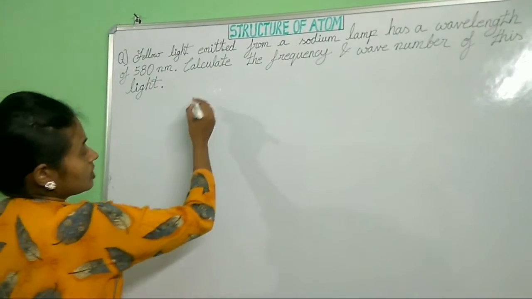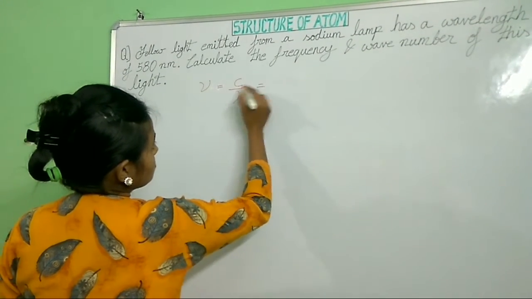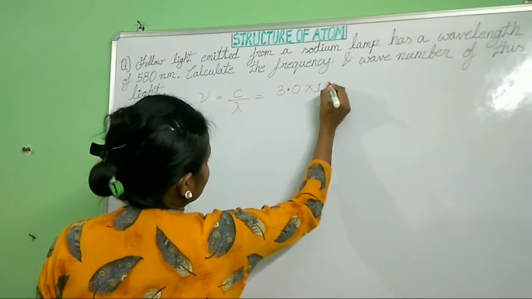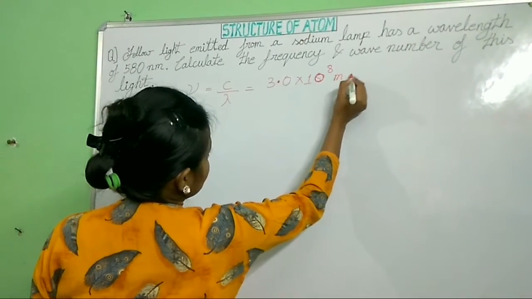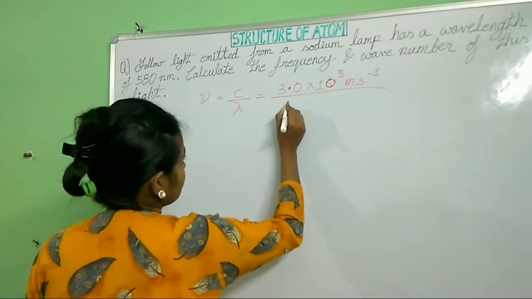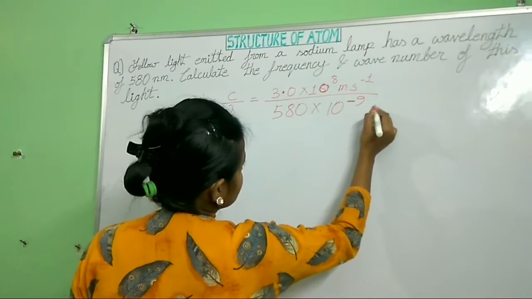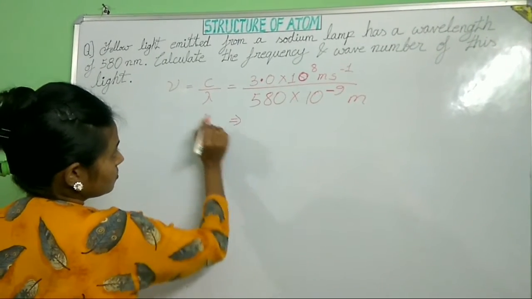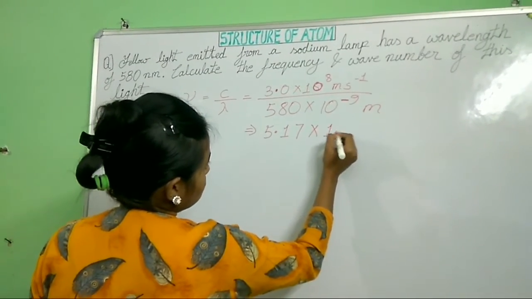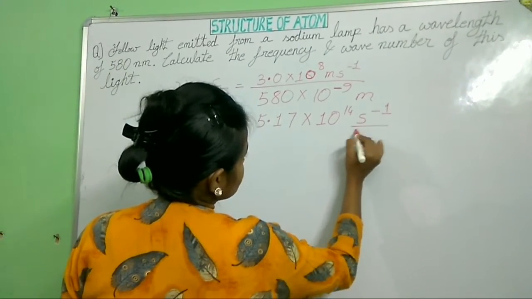Okay, so first let us calculate frequency. Frequency is c by lambda. So what is c? Velocity of light, 3.0 into 10 to the power 8 meter per second, right? And what is wavelength given? 580 nanometer. 580 nanometer means 580 into 10 to the power minus 9 meter, right? Now, if we calculate this, what frequency will we get? 5.17 into 10 to the power 14 second minus 1. This is the unit of frequency, right?